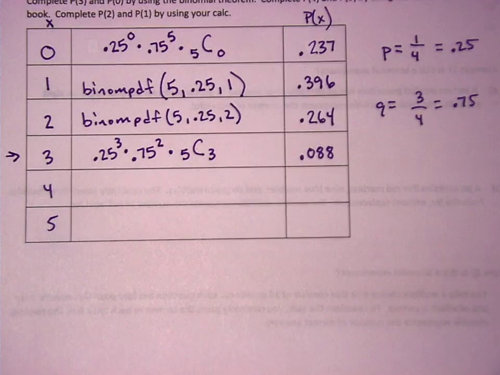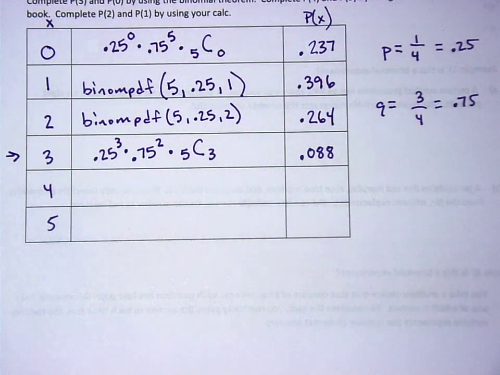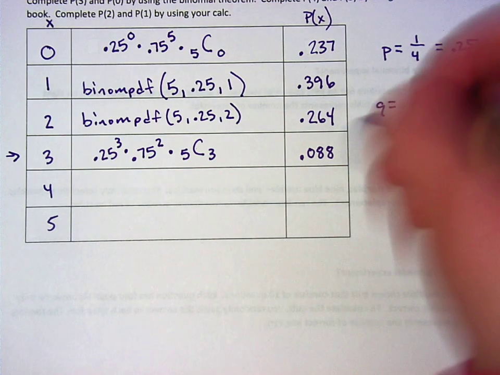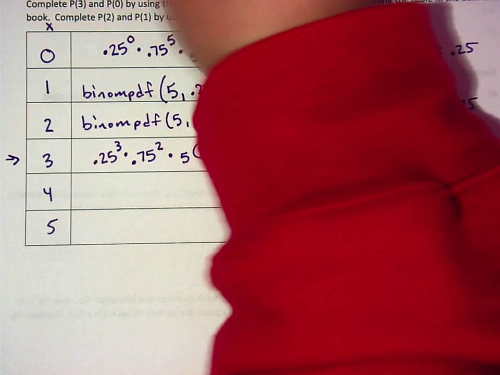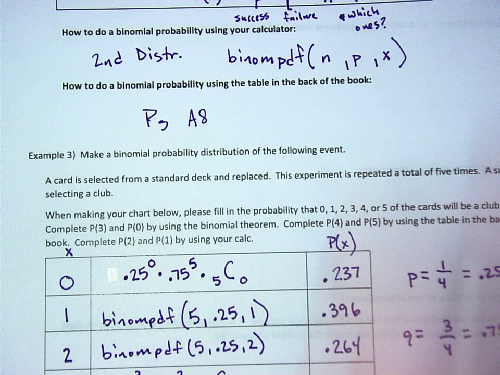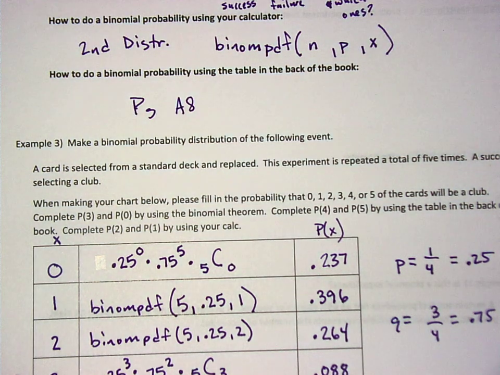All right, now the last way to do a binomial distribution is by using a table. And there's a table in the back of your book for binomial distributions. It is on page A8. So open one book by your group to page A8. Just one table would work.